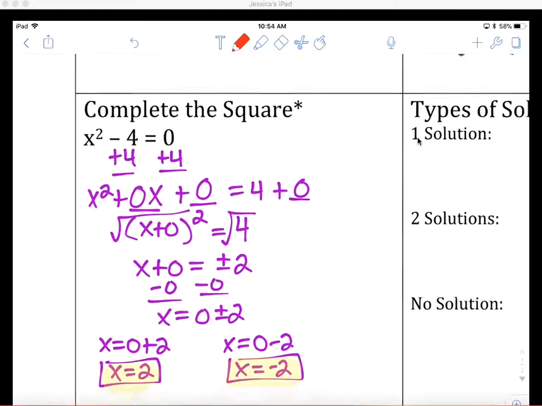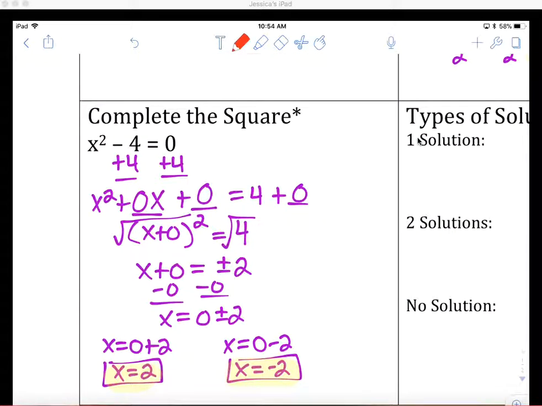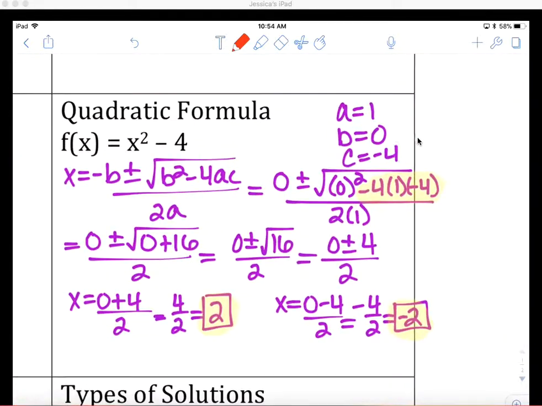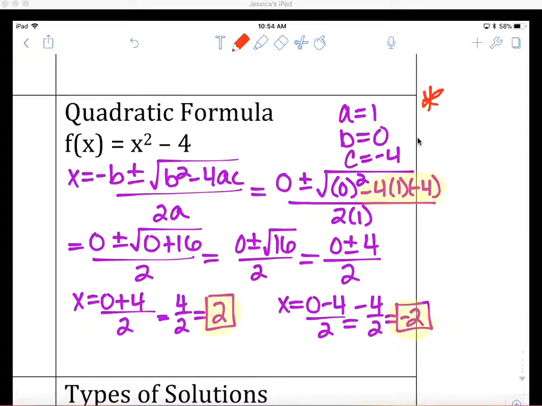Complete the square, I recommend using when b is even. You can use it when b is odd, but that will give you a fraction, so it'll get pretty messy. So I recommend using complete the square only when b is even. And then finally, quadratic formula. Quadratic formula will always work. If all of the other methods fail you, you can always go back to quadratic formula because this one will always work.